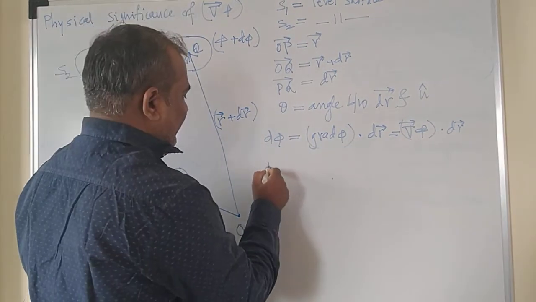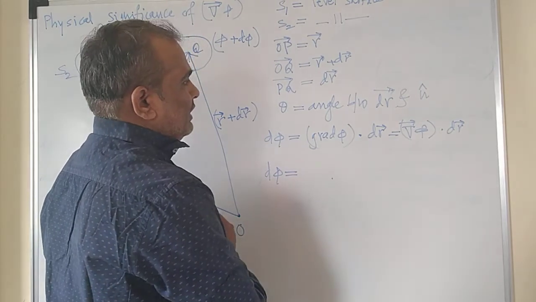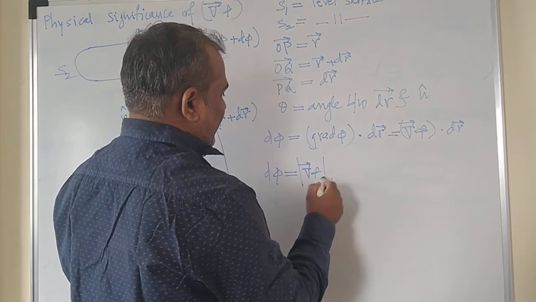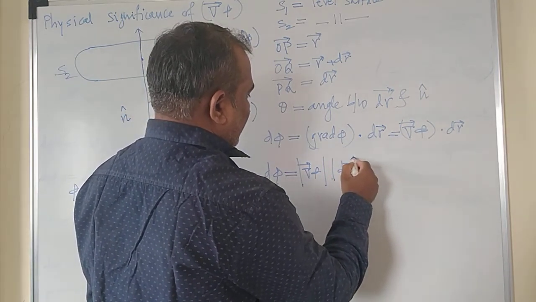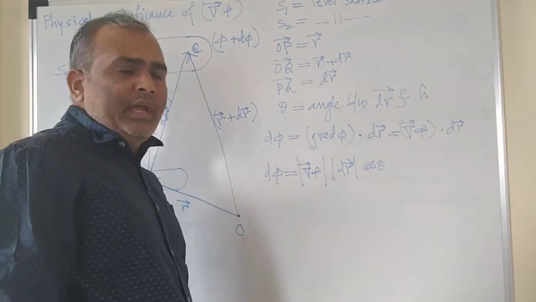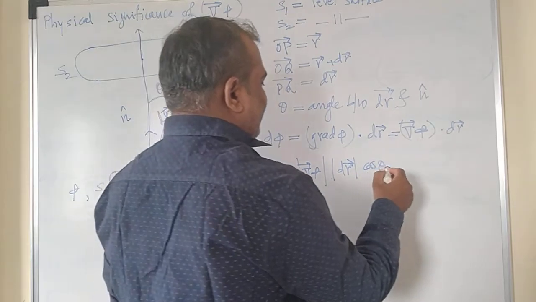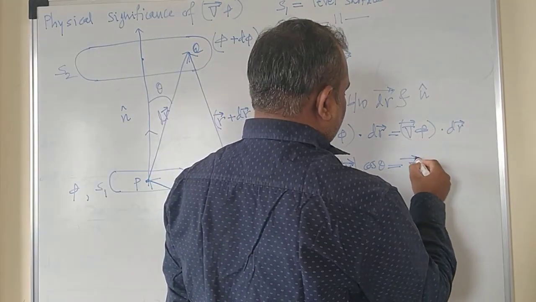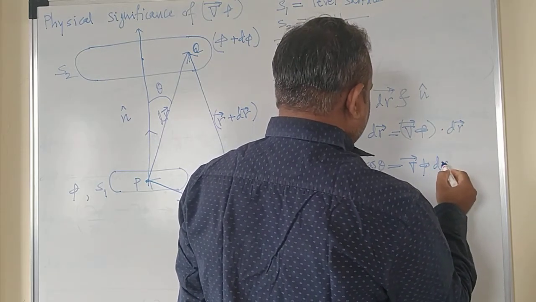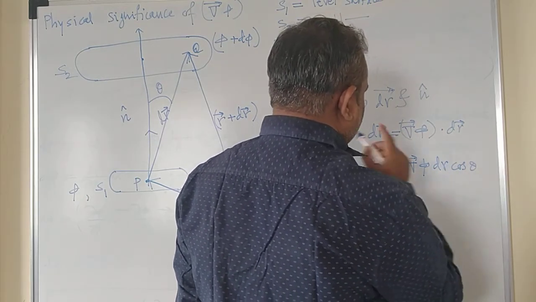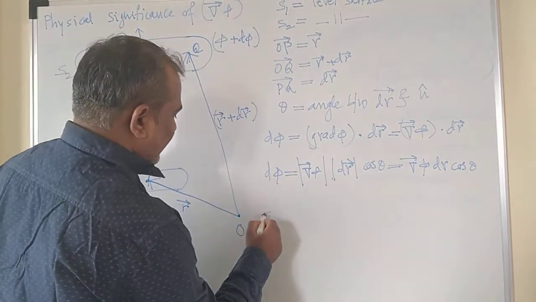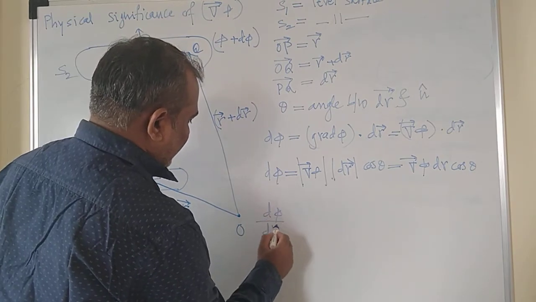So you can write d phi is equals to how much? How can I write this? This is equals to mod of del phi into mod of dr bar into cos theta. Dot product is a bar dot b bar equal to ab cos theta. No? So I can write in this way. I do not need to write the mod for it. So without writing mod, you can write this as del phi into dr into cos theta. So this is the value of d phi. Got it? Now I can write this d phi as d phi by dr.